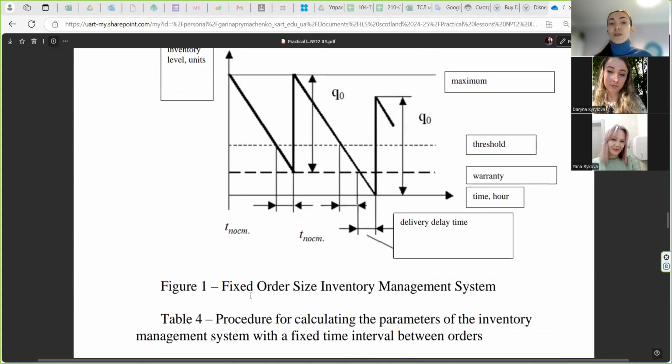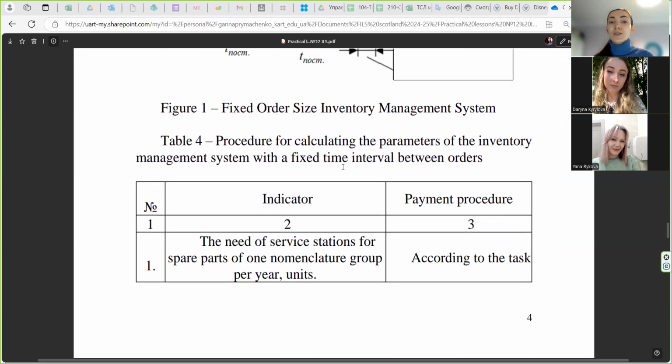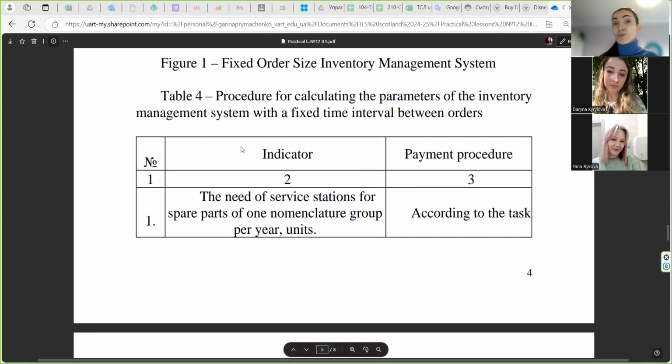And we need to draw the same picture for the inventory management system with a fixed order size. When we fix how much cargo we need to deliver every time, we find these parameters for the management system. And the next table has the same information, but with a fixed time interval between orders. So it is another system for warehouse management, and we need some other information when we fix a time interval between orders.